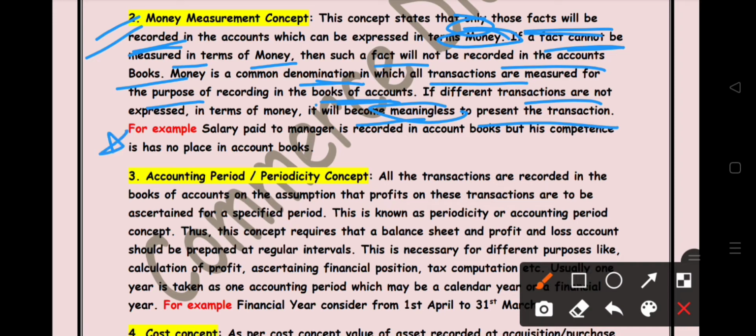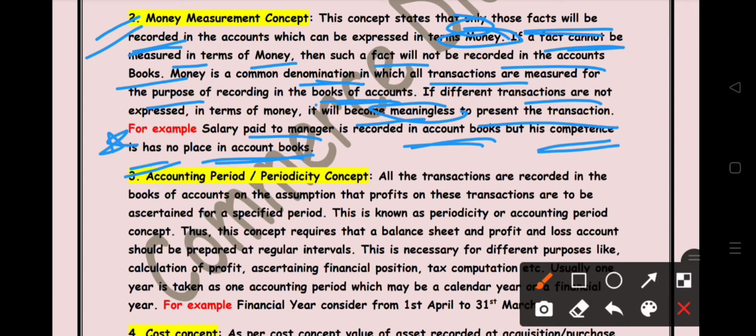Let's see the example. Salary paid to the manager, we will record in our books of account. Salary is an item which we can express in terms of money. So the salary paid to the manager or the employees, we will record in our books of account. But competence has no place in the books of account.